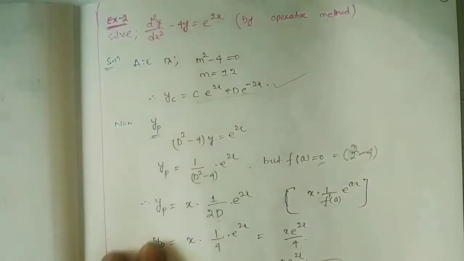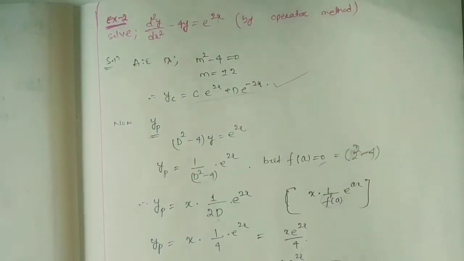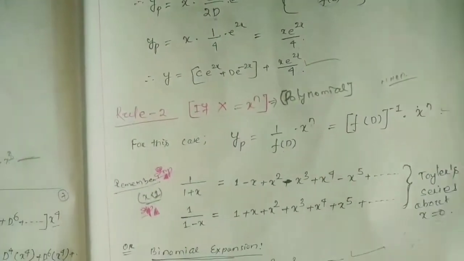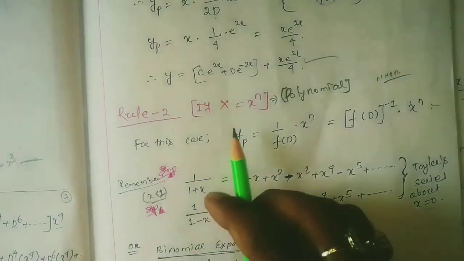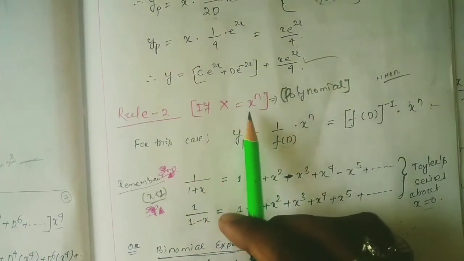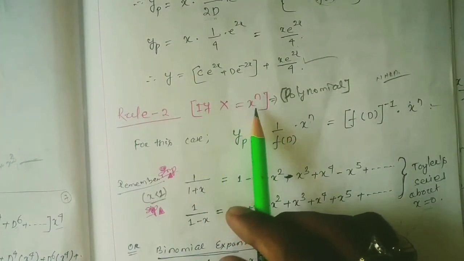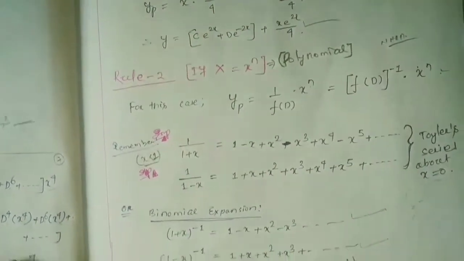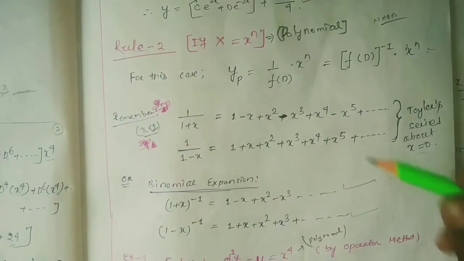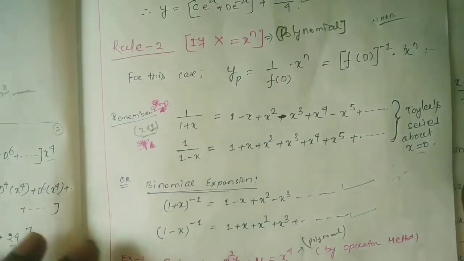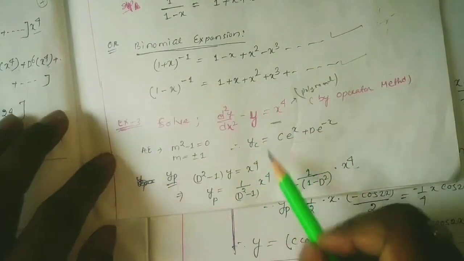This is another question we have already discussed in that video. And rule 2 says that if x equals x to the power n, that means a polynomial, then what procedure we have to follow, that also we have discussed, and one numerical we have also solved, this one. Okay, the answer will be this one.